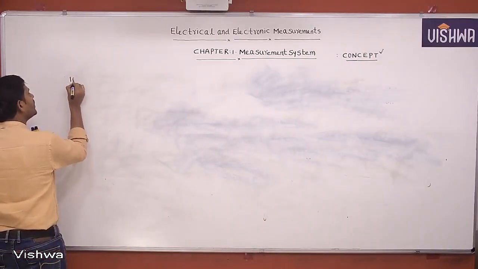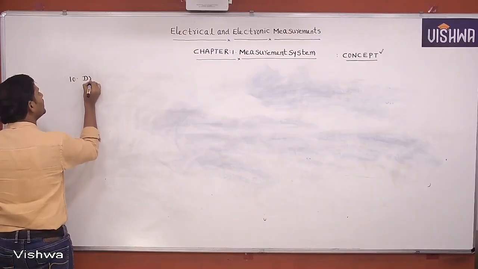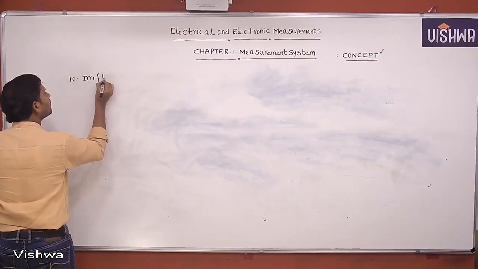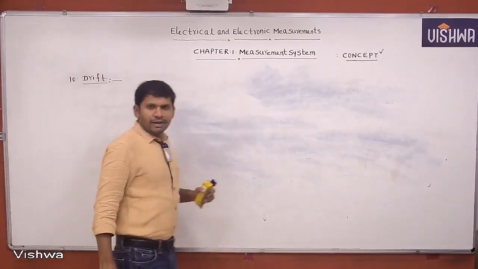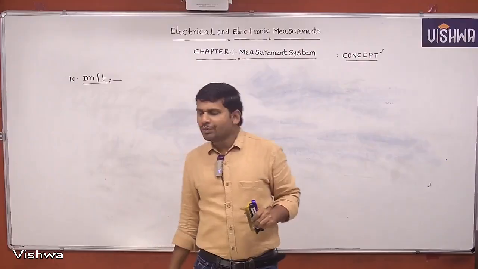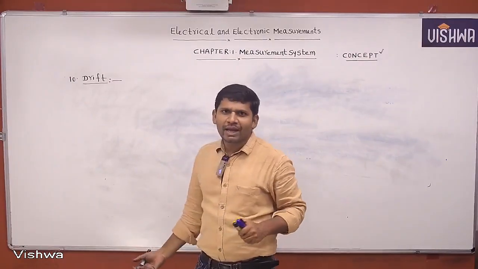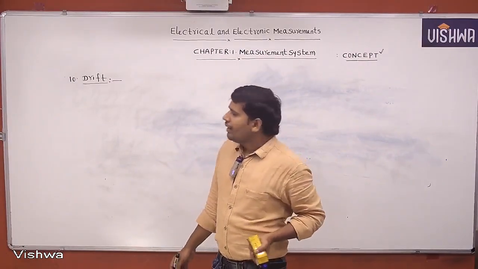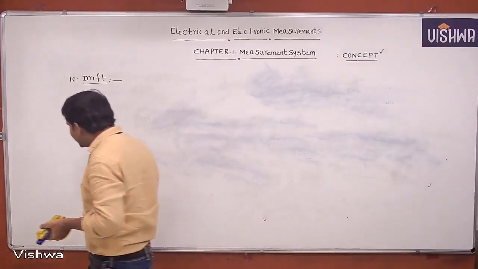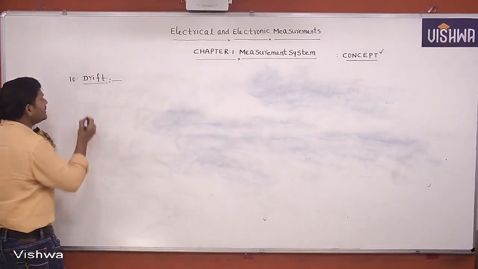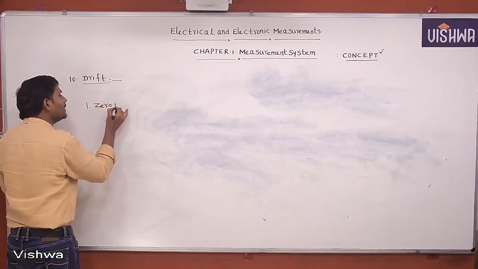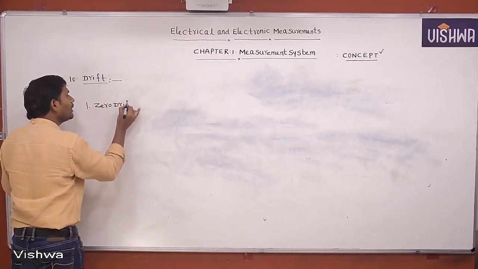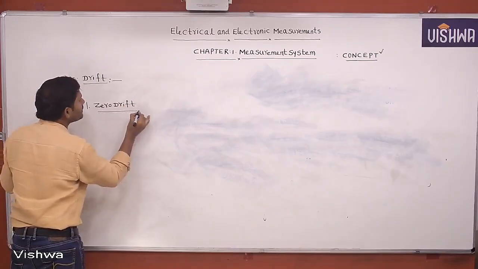Another undesirable characteristic of an instrument is drift. The name itself indicates that drift means it has deviated from the actual value. Mainly there exist three types of drifts. One is the zero drift characteristics of an instrument.